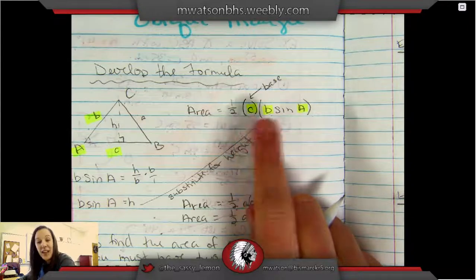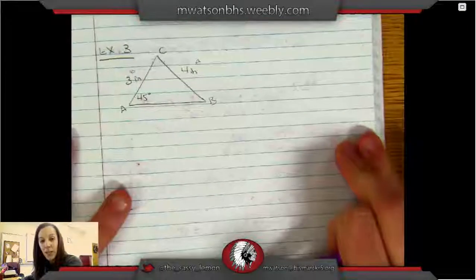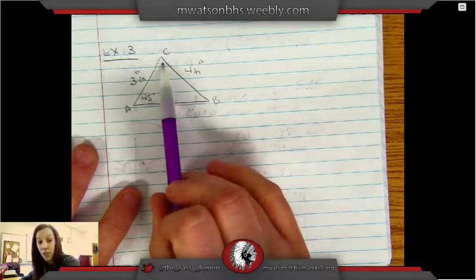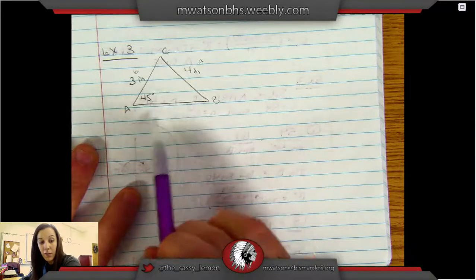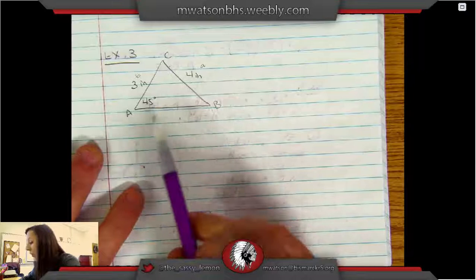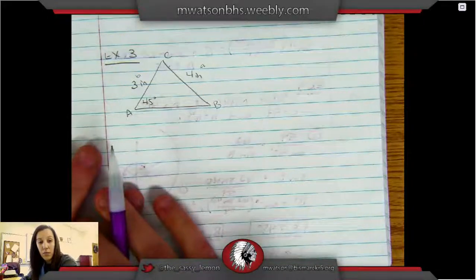We need two side lengths and the enclosed angle. And currently, we have two side lengths, but we don't have the enclosed angle. And we have an angle here, but it's not enclosed because we don't have this side length. So what we can do is solve the triangle and find the missing pieces.